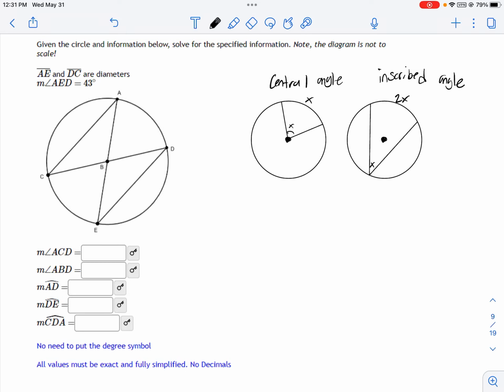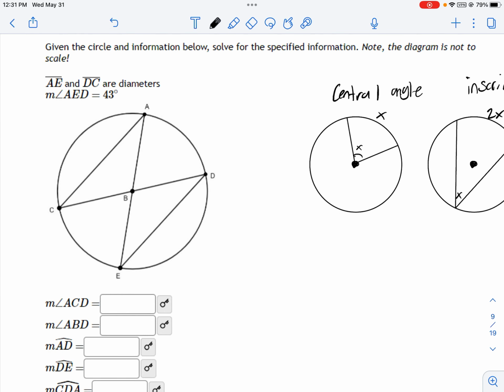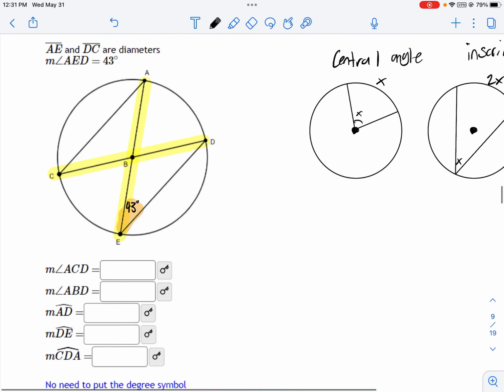Hello and welcome. Given the circle below with a lot of information here, AE and DC are diameters, meaning that they go from one side of the circle to the other while passing through the center. We're also told that angle AED is 43 degrees. So we go A to E to D, which means we're talking about that angle right there at the bottom, and that is 43 degrees.